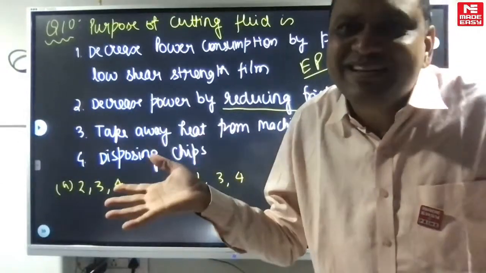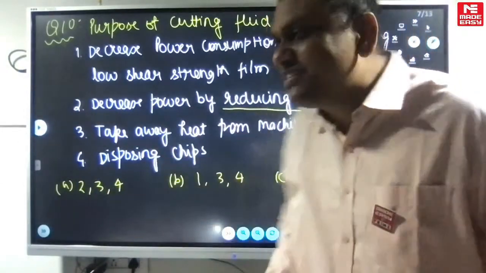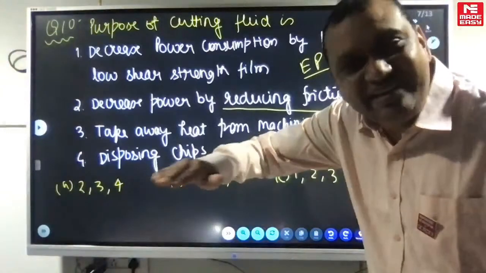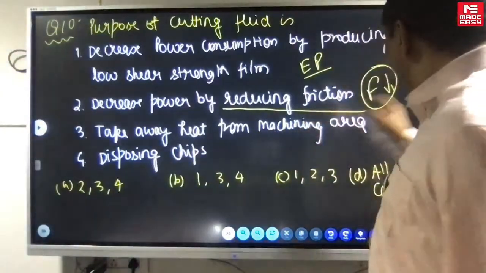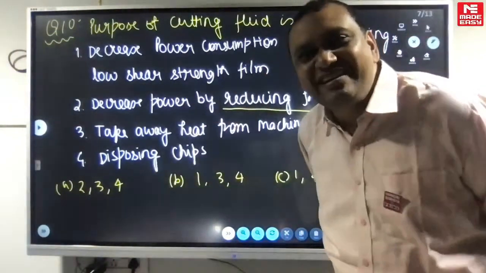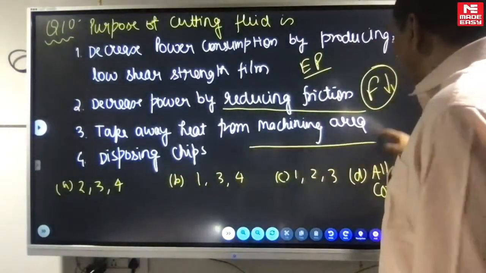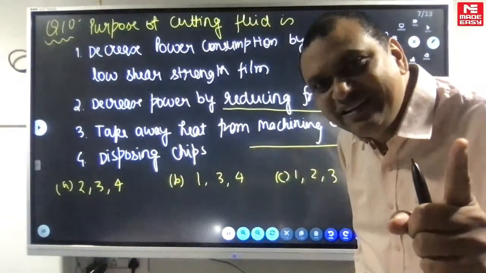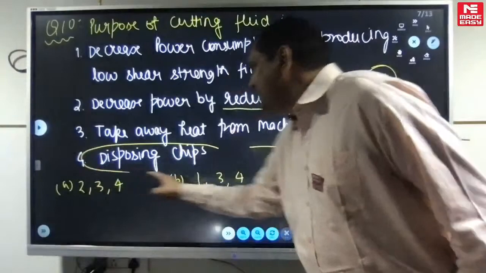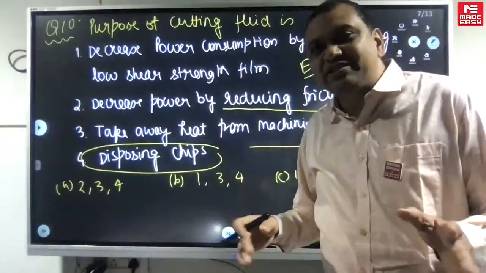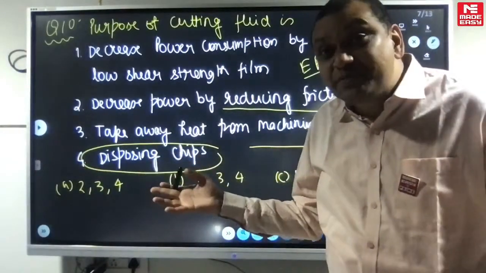In the sticking region, we cannot do anything. In the slipping region, because of the cutting fluid, it decreases the friction. So F will decrease, so power will decrease. Taking away the heat from the machining area is a correct statement. And the secondary function of cutting fluid is to dispose of the chips.